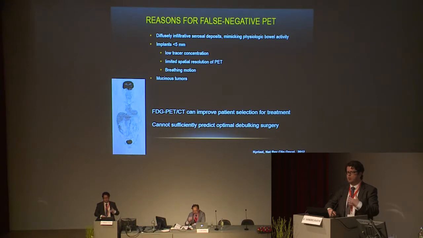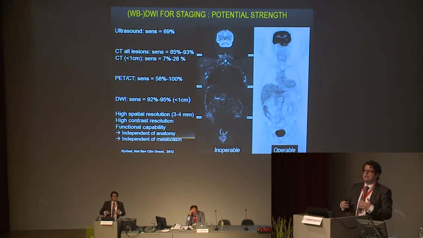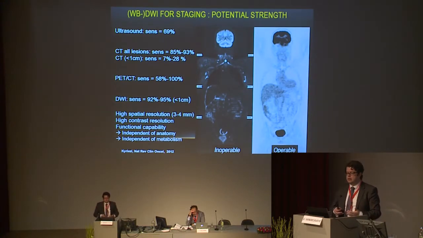extra-abdominal lymph nodes, while in really large tumors. Well, in that case, it's for sure useful, but it cannot really predict optimal debulking surgery because of the lower ability for the peritoneum. And this is where we started to think to bringing diffusion MRI.